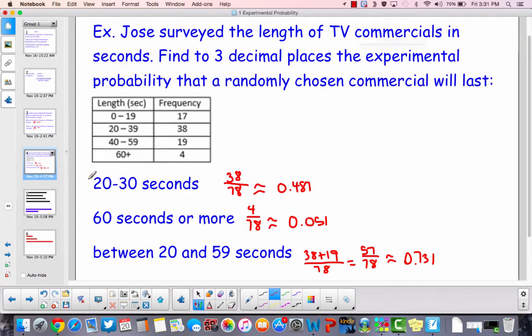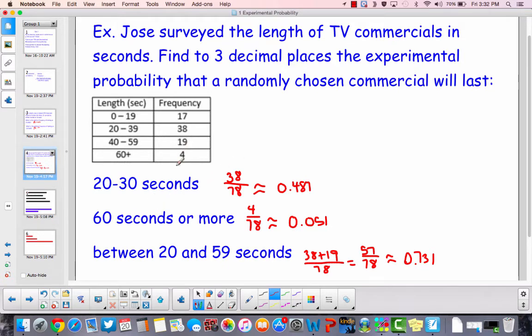Okay, so if we want to know what's the relative frequency of a 20 to 30 second commercial, we look here and we see that we've got 38 commercials. If we add all of these together, we see that we've got 78. So 38 out of 78 is approximately 0.487, because remember it says to 3 decimal places.